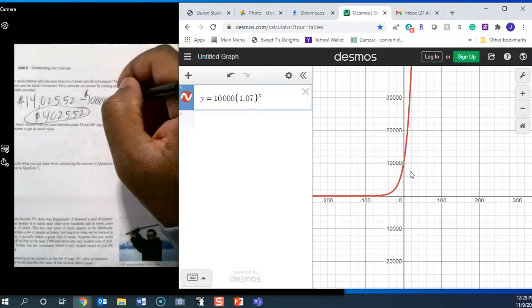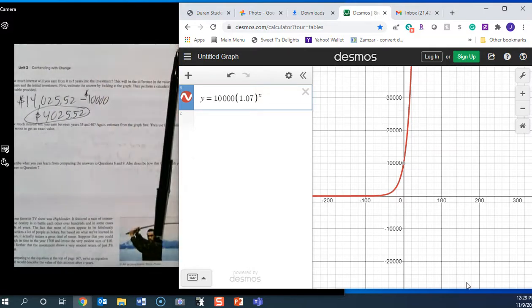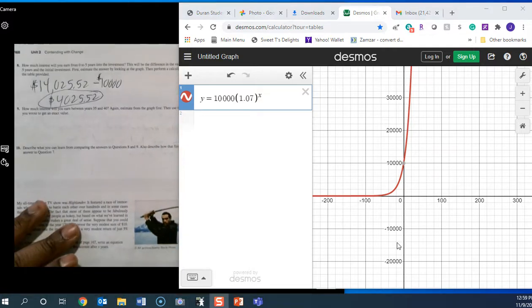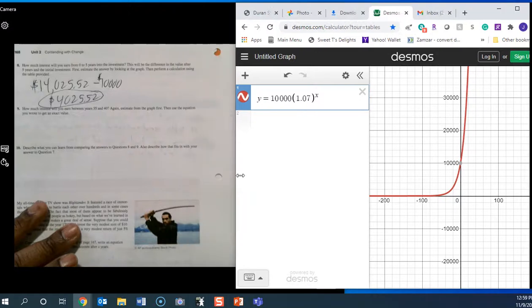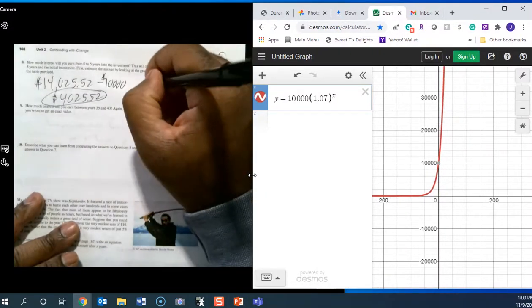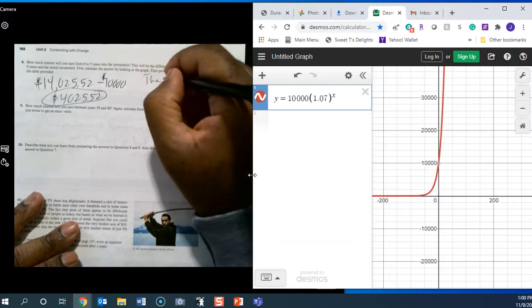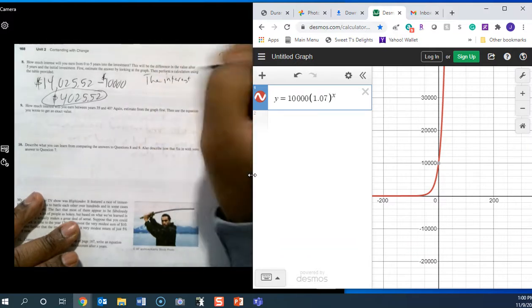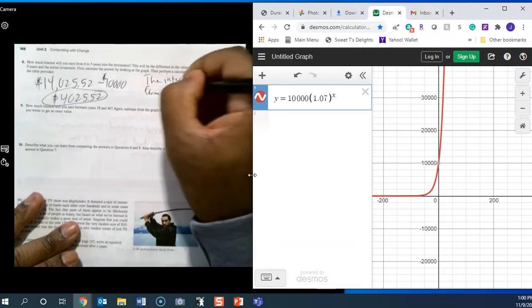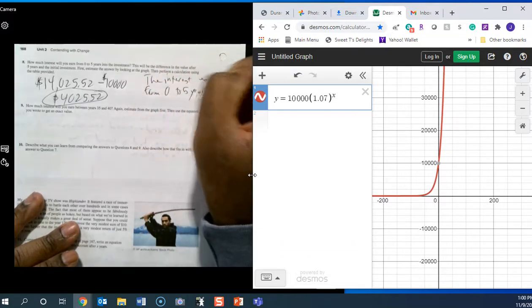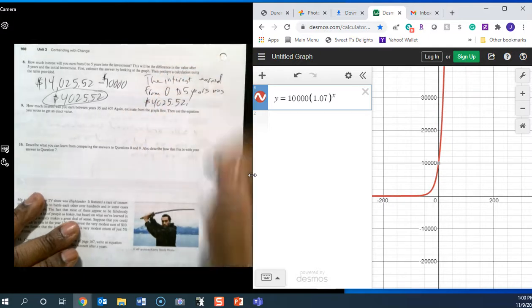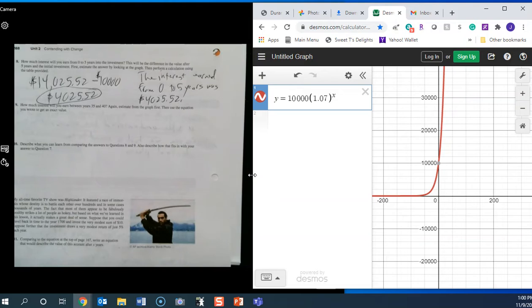So what we could state here is, oh, just give me 1 second. We need to write this out in a statement. So let me shrink our Desmos calculator. All right, so we could say the interest earned from 0 to 5 years was $4,025.52.